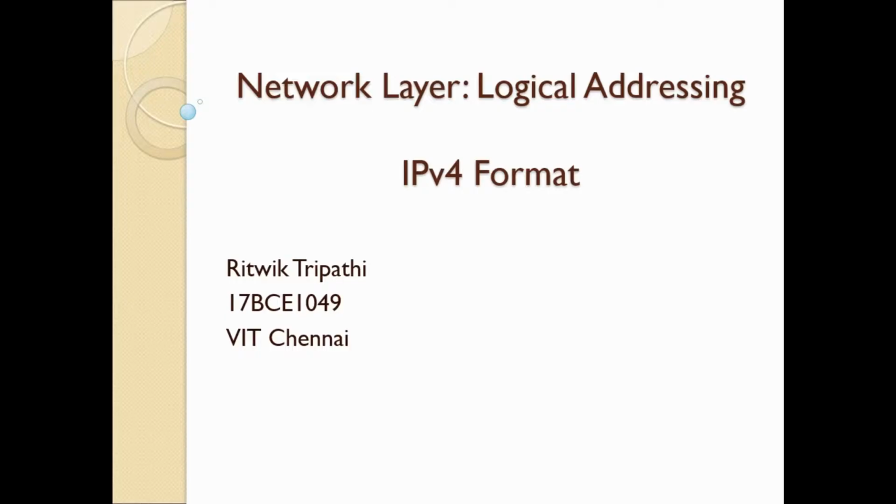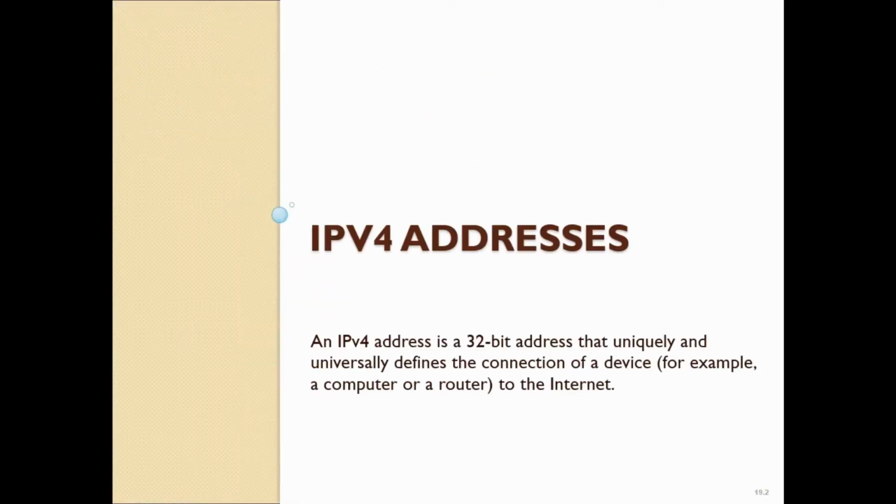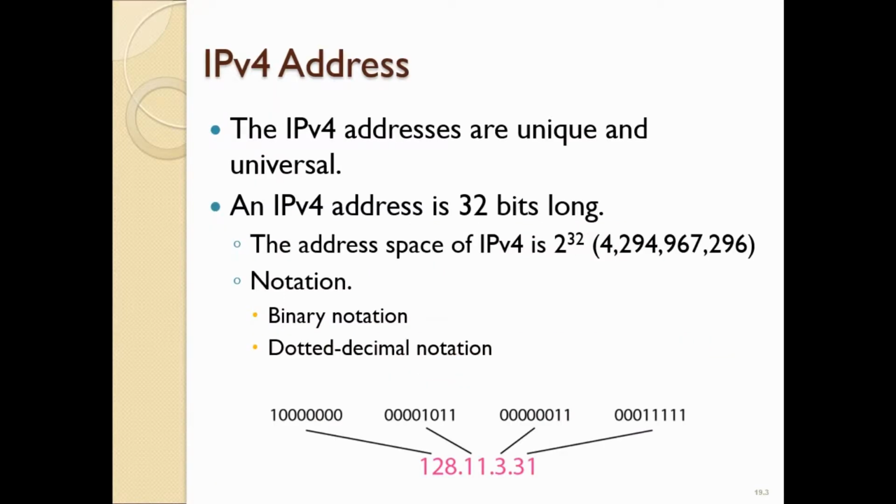So the lecture starts with the definition of an IPv4 address. An IPv4 address is a 32-bit address that uniquely and universally defines the connection of a device to the internet. Any device, being a computer or a router, which needs to be connected to the internet, should have a valid IPv4 address. So, as mentioned earlier, IPv4 addresses are unique and universal and are 32 bits long. This gives the IPv4 format an address space of 2 to the power 32, which is around 4 billion.